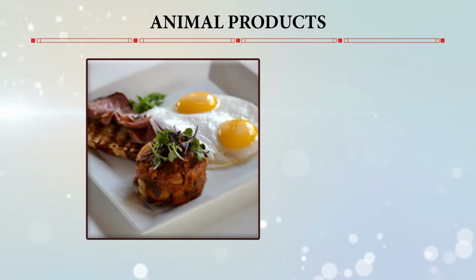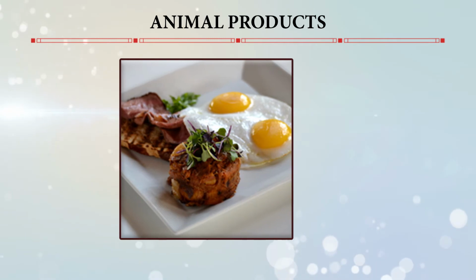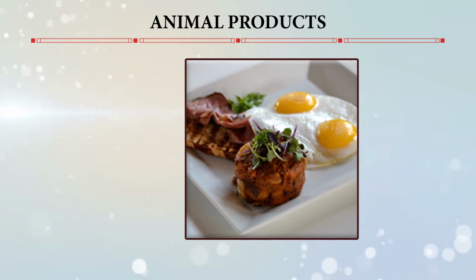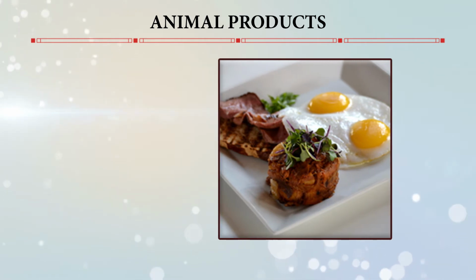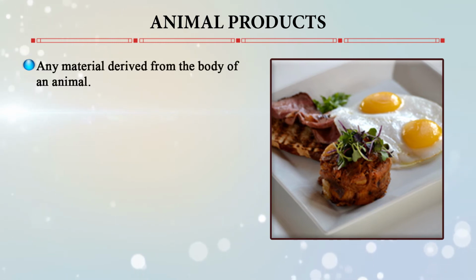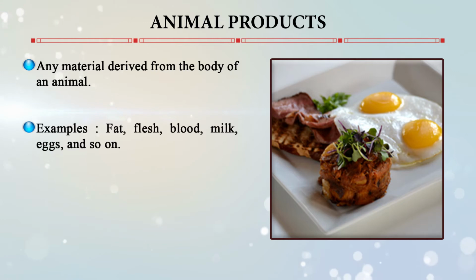Now coming on to the animal products. In this figure you can see the eggs, the poached eggs, and also certain animal products. These are very tasty to eat, and when they are prepared well in a hygienic and scientific manner, then it is safe for consumption. An animal product is any material which is derived from the body of an animal. For example, it could be fat, flesh, blood of an animal, milk, eggs, and so on.